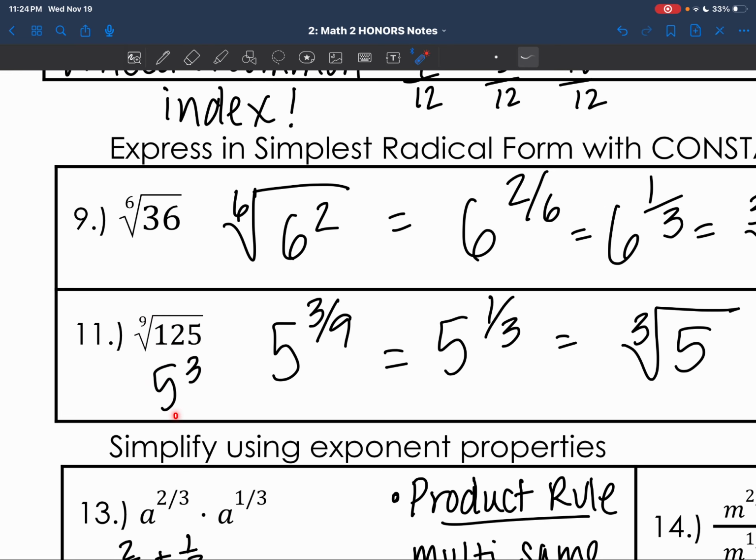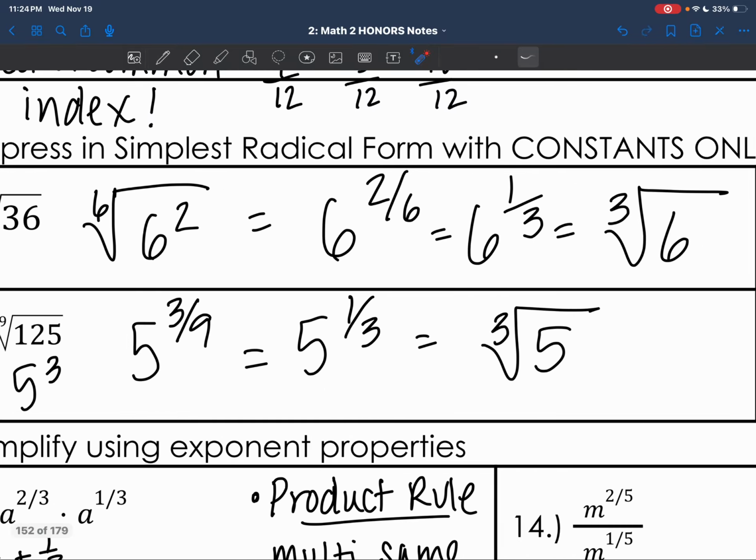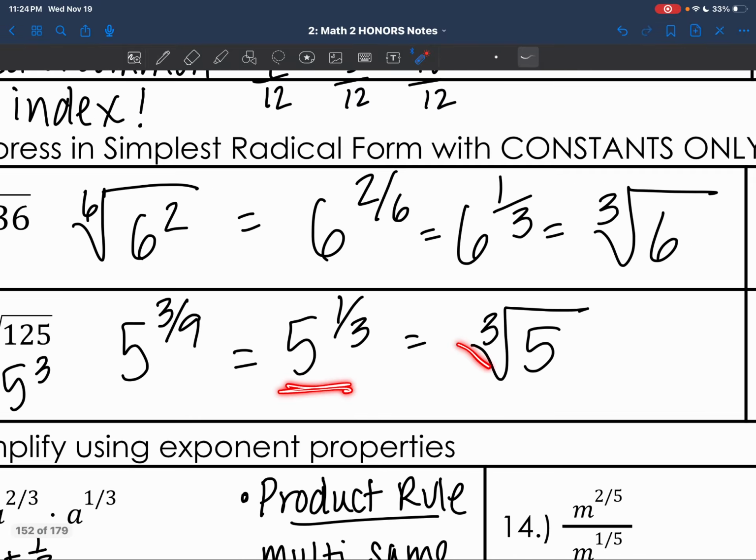Now, I usually try to get it in terms that you can simplify here. Well, in this case, it just happened to work. So I've got my base of 5, and then I have 3/9 as your exponent. This can be simplified to 1/3. So now once we're here, now we can rewrite it with the radical. So it's a cube root of 5.